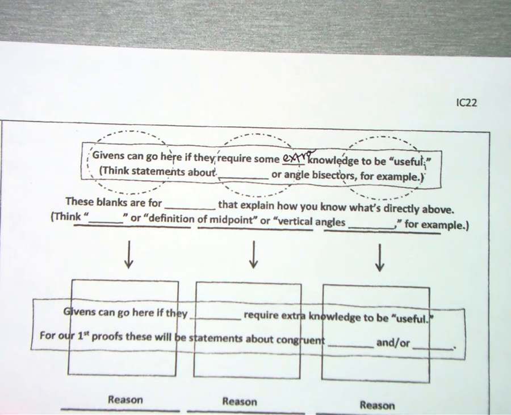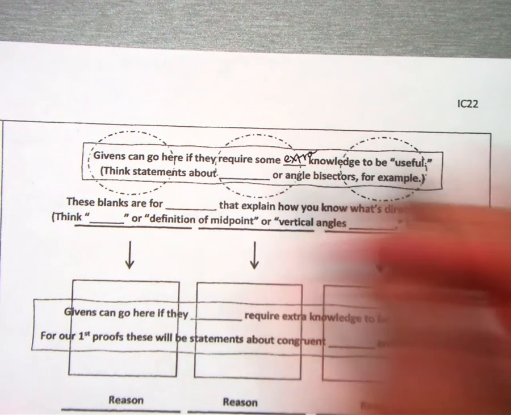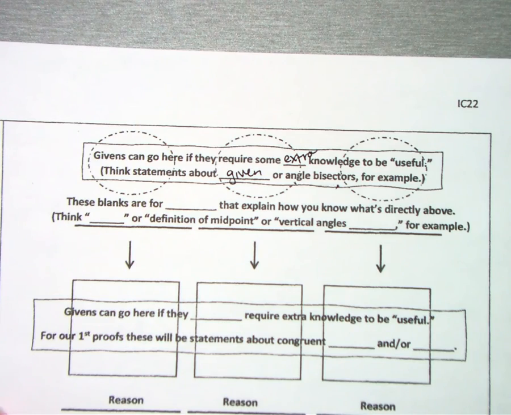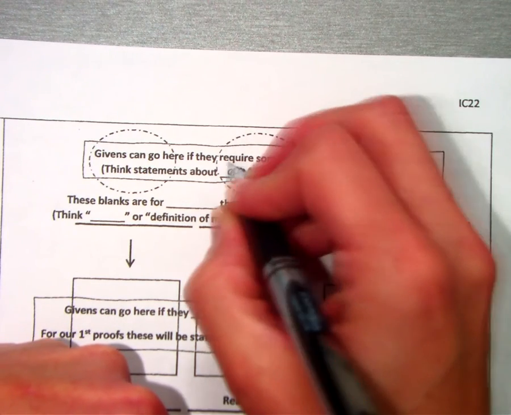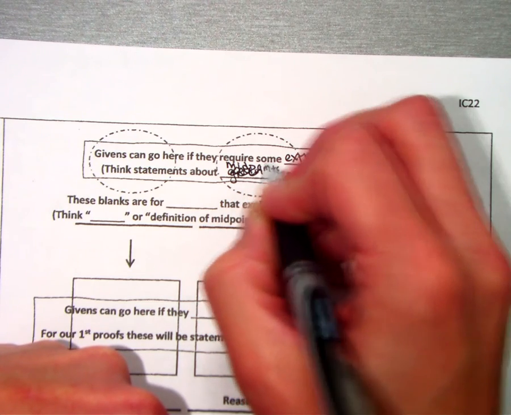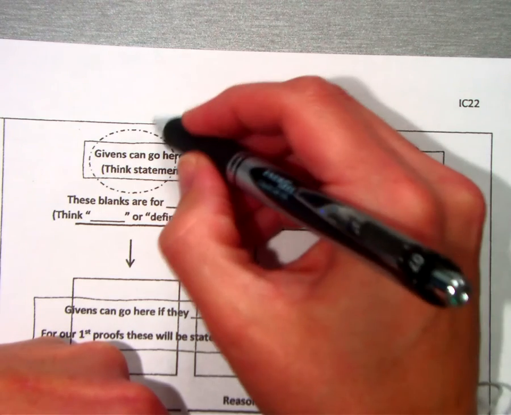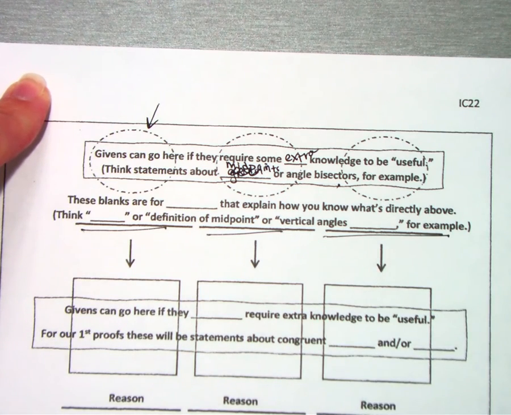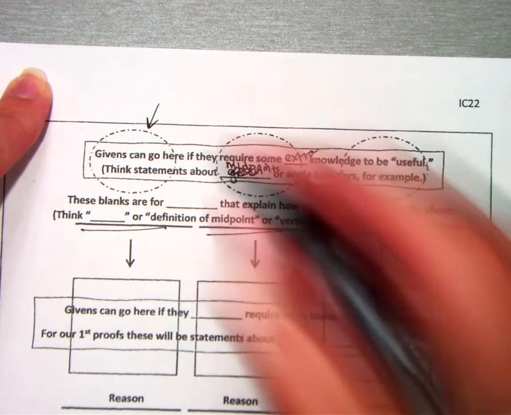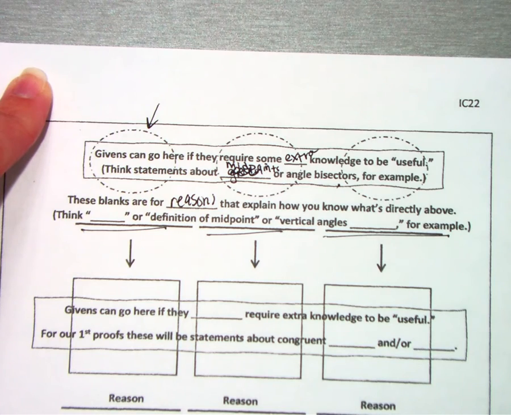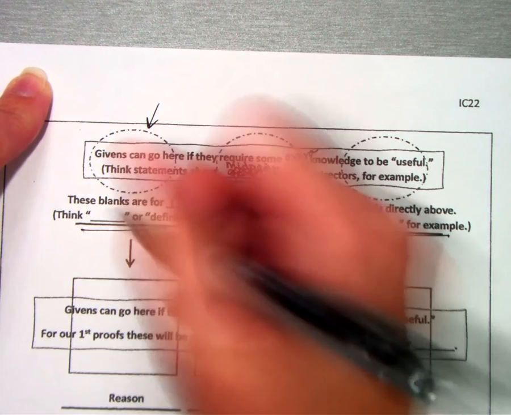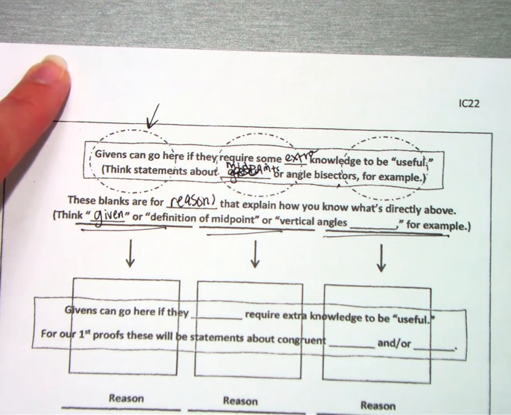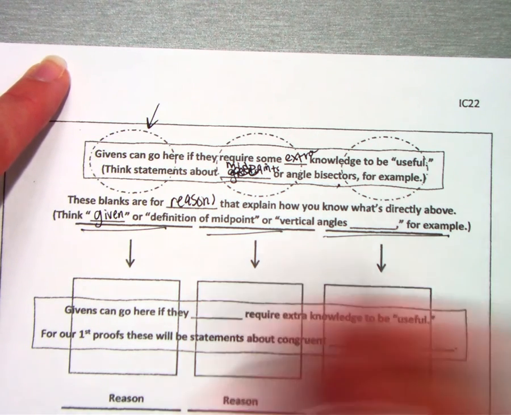Think about midpoints, angle bisectors, isosceles. If a given has that word in it, it's going to go in these first boxes. Anytime you see these blanks underneath each picture, those blanks are for reasons to explain what you have done above. These three here are all going to be givens if you even use them. They don't have to be filled in. You might have definition of midpoint or vertical angles, something like that. Those would be down here.